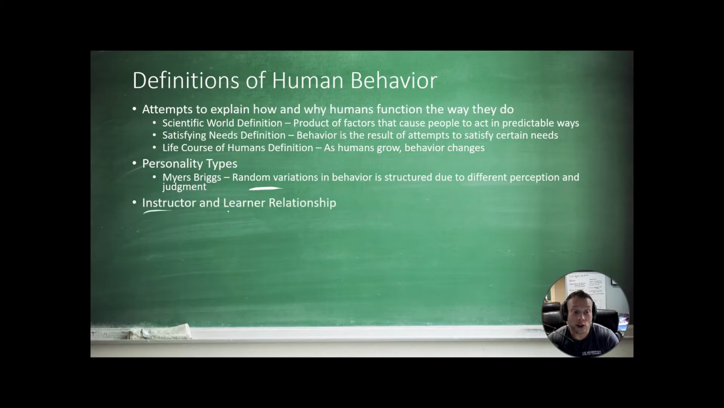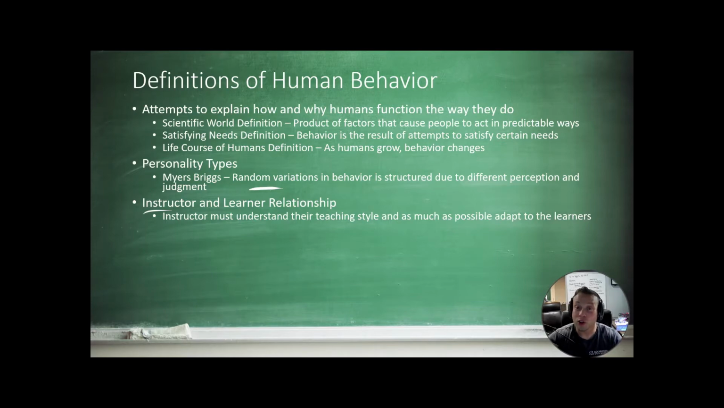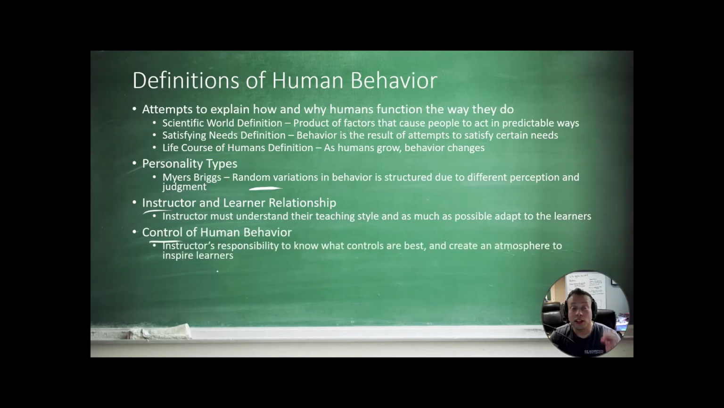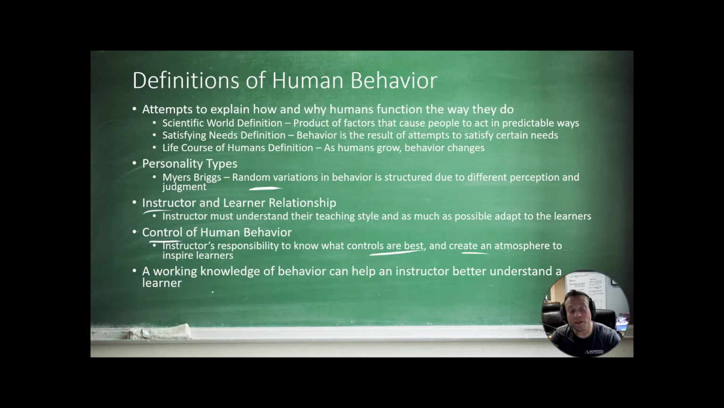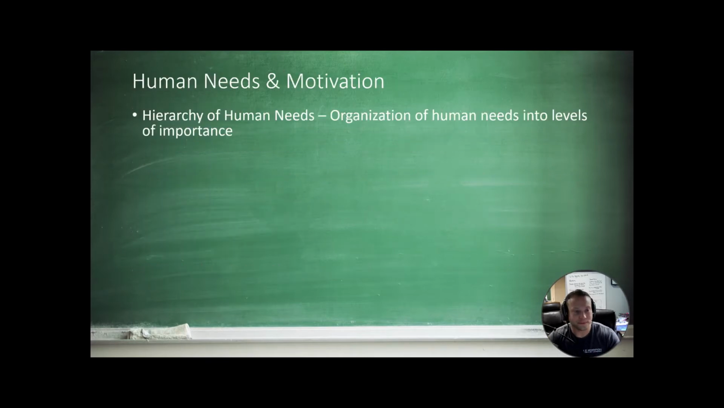We're going to cover instructor and learner relationship. As an instructor, we must adapt our teaching style to effectively fit the learner's learning style as much as possible. And we want to learn how to control the human behavior. It's the instructor's responsibility to know what controls are best and to create an atmosphere that inspires learners. We should have a working knowledge of behavior so that it can help us better understand our learners and motivate them correctly.